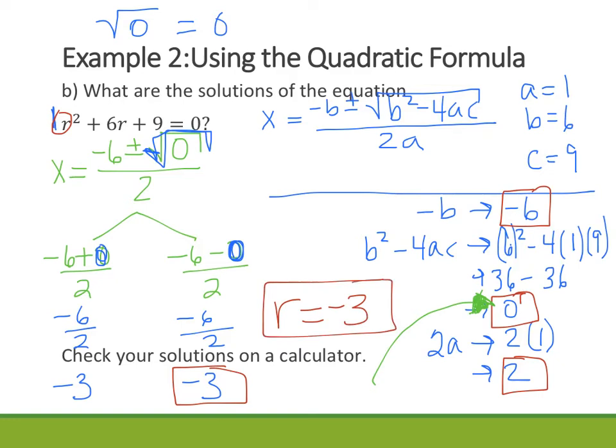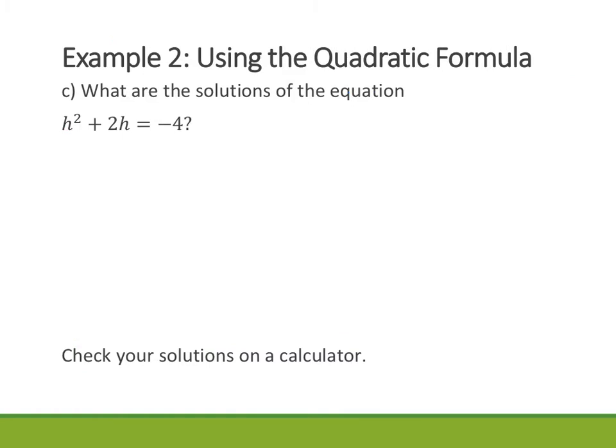Okay, let's try one more. What are the solutions of the equation h squared plus 2h equals negative 4? Now remember what your first step always is. Whenever you're solving quadratics, you want to start by writing it in standard form. So I'm going to go ahead and write this as h squared plus 2h plus 4 is equal to 0.